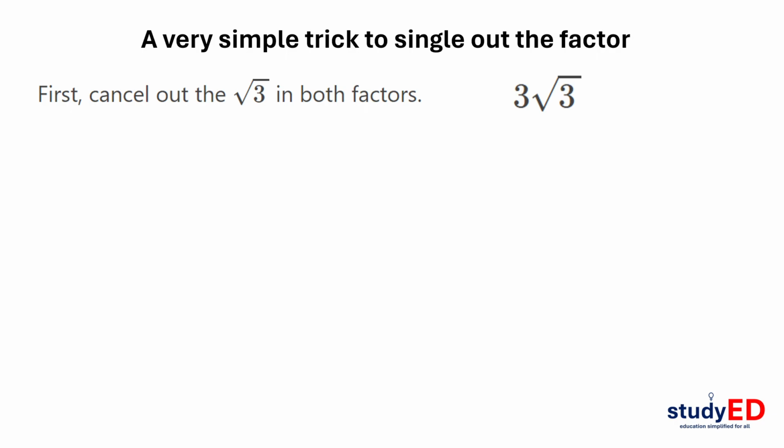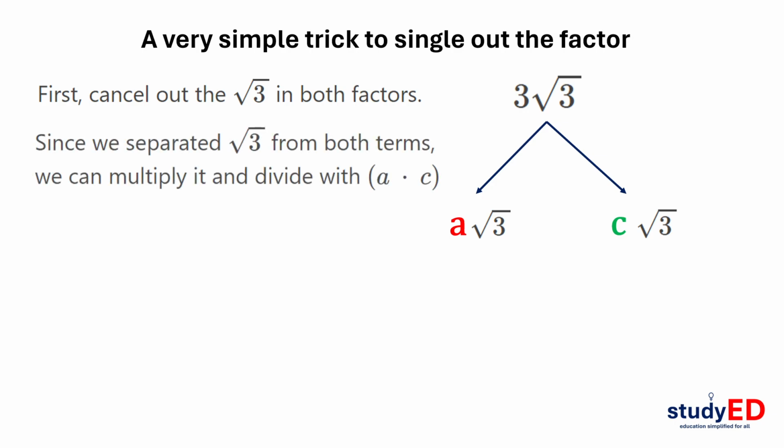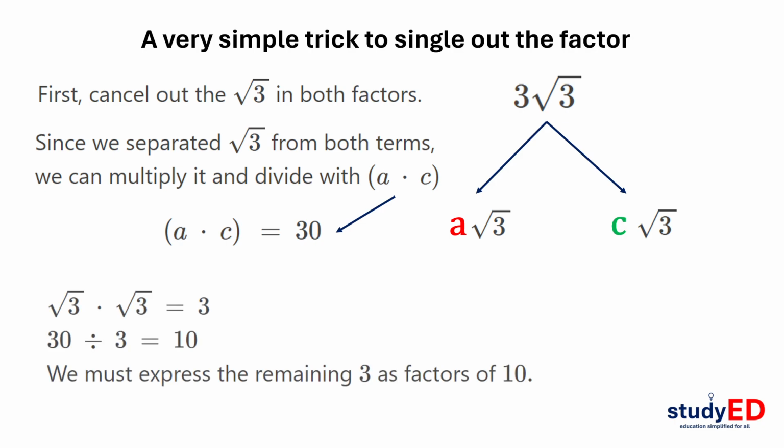So you say root 3 and root 3. What do you get? 3, no? So similarly, when you multiply these two terms, you directly get 3. So you can directly cancel out the root. See, this can be made into a root 3 and c root 3, right? Upon multiplying both, you get root 3 and root 3 multiplied is 3. So, since we have separated the root 3, a root 3 and c root 3, we multiply it and divide it into a into c. So we know a into c is 30, right? When you multiply the root for both of them, what do you get? 3.